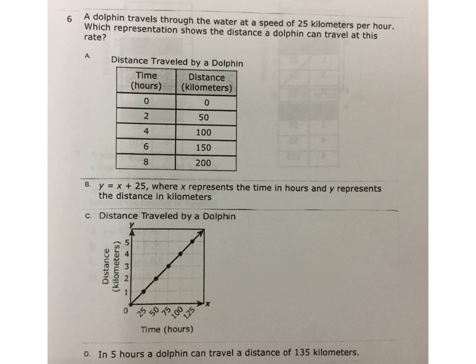Or B, y equals x plus 25, where x represents the time in hours and y represents the distance in kilometers. C, distance traveled by a dolphin, and you have a graph there. The graph shows distance on the y-axis and a title of time on the x-axis. Or is it D? In 5 hours, a dolphin can travel a distance of 135 kilometers. So which of these representations shows the distance a dolphin can travel at this rate, which is 25 kilometers per hour?